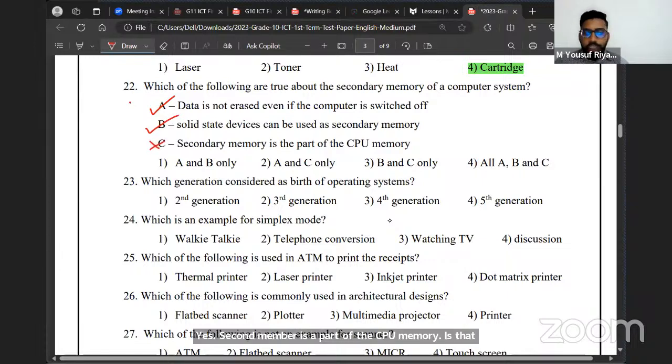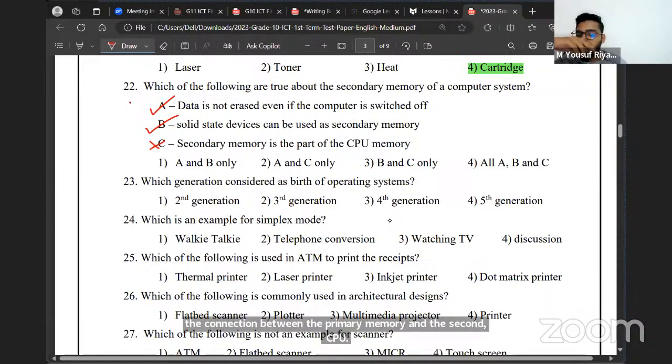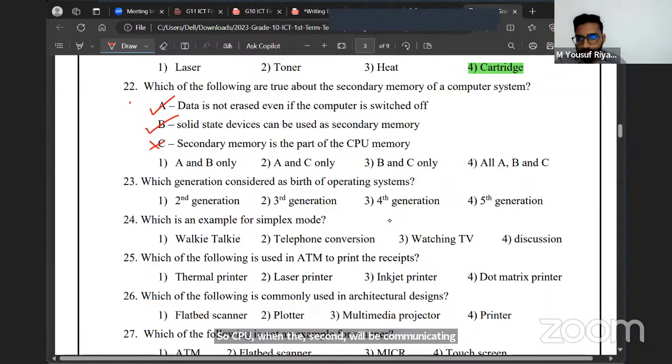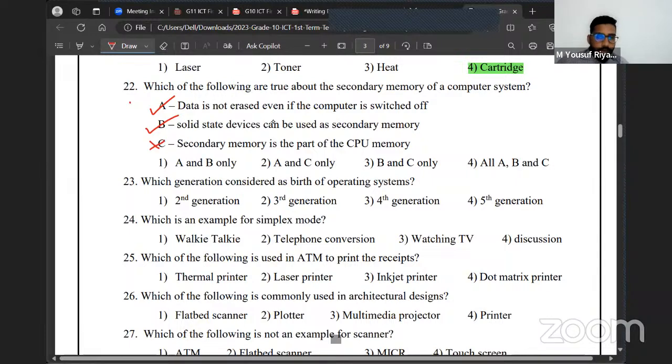No. Can the CPU directly communicate with the secondary memory? No. Normally, who takes the data from the CPU and gives it to the secondary memory? Normally it is done by the cache memory. Cache memory intermediates the connection between the primary memory and the secondary memory. So the CPU and the secondary memory communicate, and in between, the cache memory will be there. So the answer here is going to be A and B only.